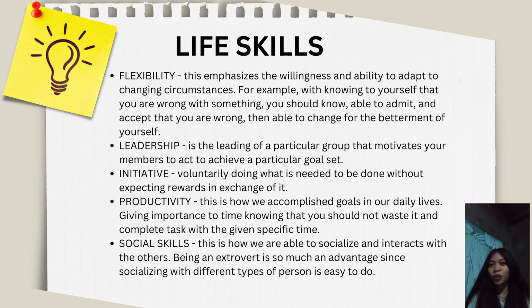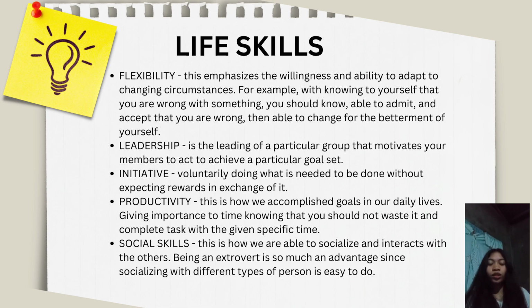Next one is the productivity. This is how we accomplish goals in our daily life. It is giving importance to time, knowing that you should not waste it and complete the task within a given time. So as a person, we are productive in things that we are happy and love to do in life. Like, for example, doing your assignment on time without hesitation and laziness on your mind. The more important to you is to achieve that you can do your assessment or assignment on time.